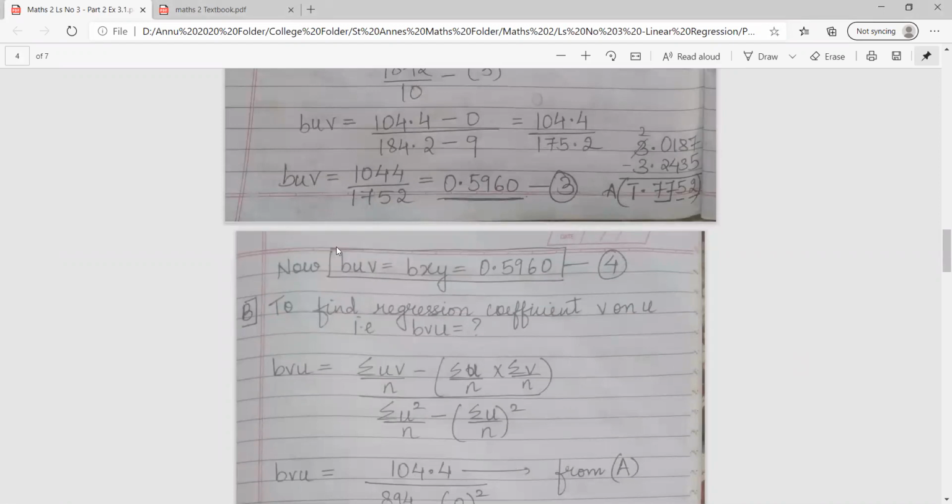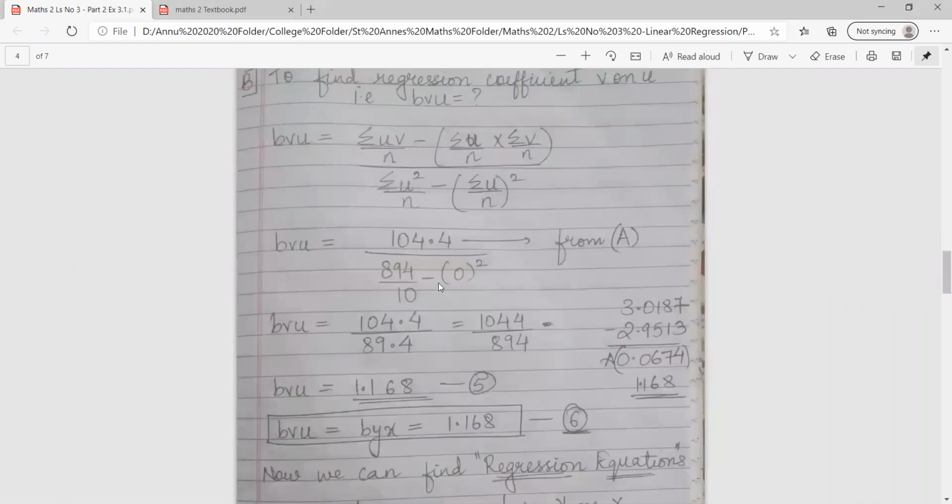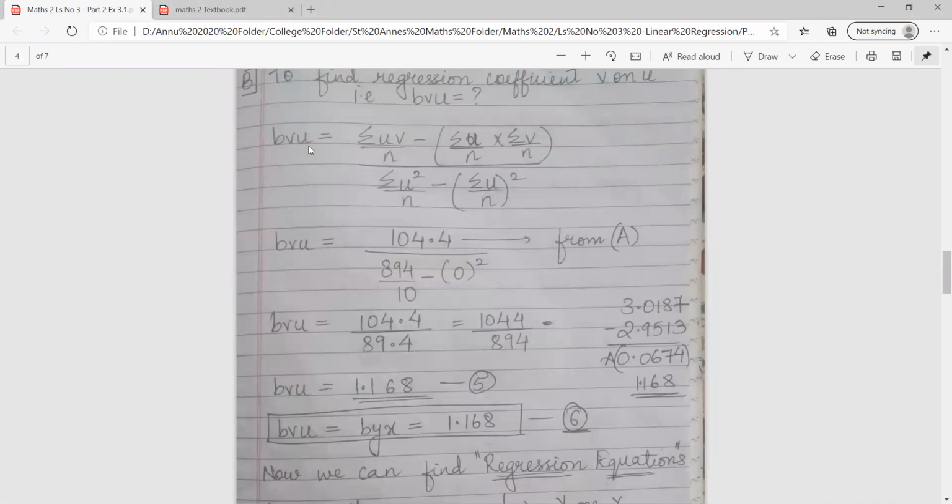So we have found out the regression coefficient of x on y, bUV is equal to bXY. In the same manner class, you will be finding out bVU, that is bYX. Again, the same formula, the covariance part is the same. As you can see, I have just copy pasted the above thing from part A. This is part B.